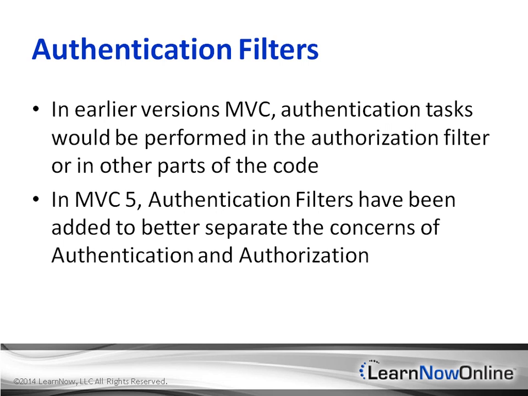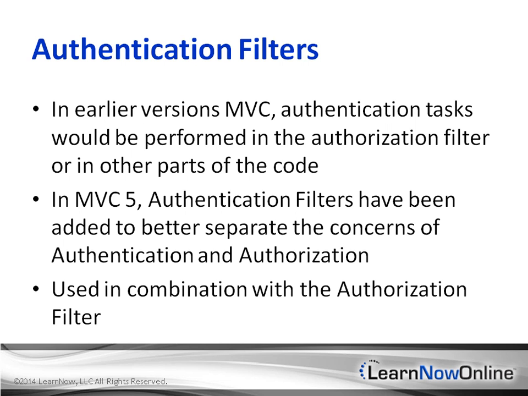As you may remember, authentication is identifying who the person is. Authorization is identifying what the person can do. In MVC 5, these are actually used in combination. These authentication filters are used in combination with the authorization filter. If a person is not authenticated, then the authentication filter takes care of that authentication. If they are authenticated, then it passes to the authorization filter. And if they don't have the proper authorization to execute that controller action, then it redirects them to the actual login page.